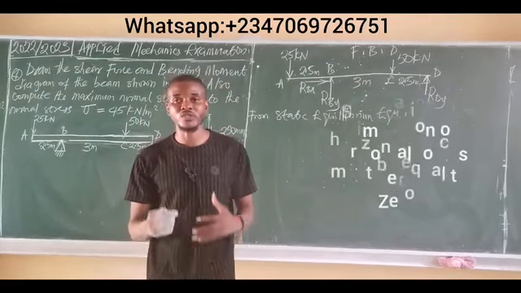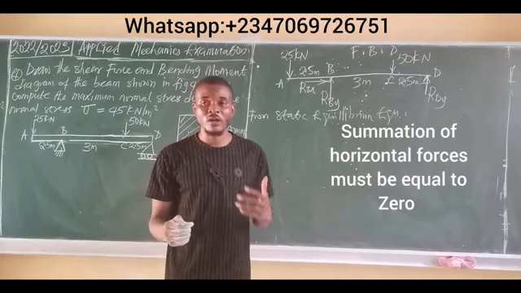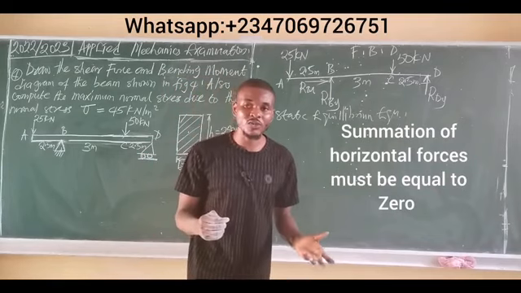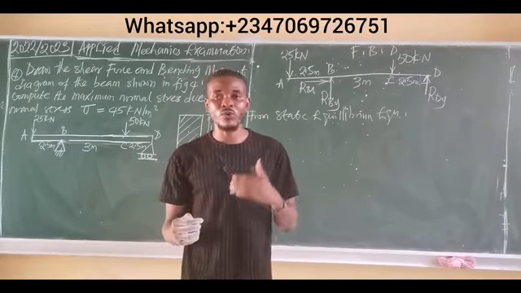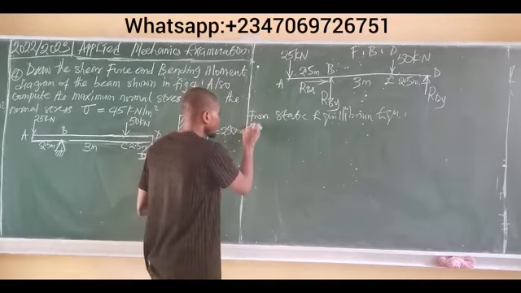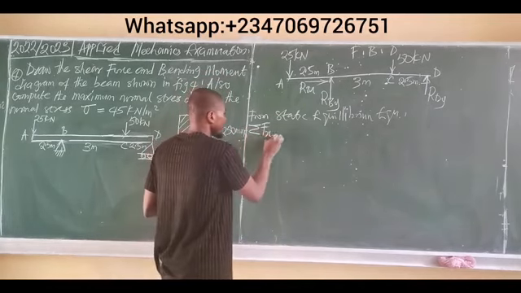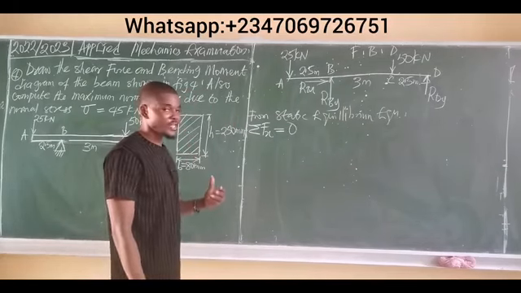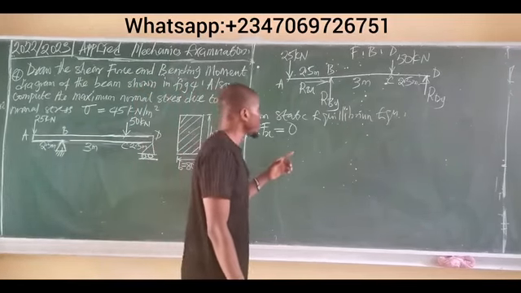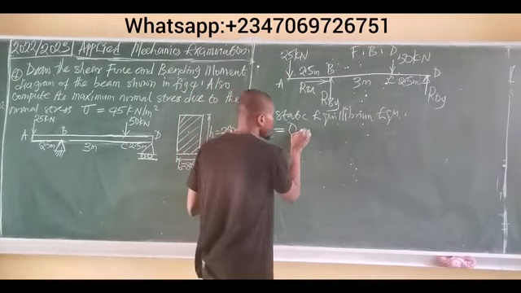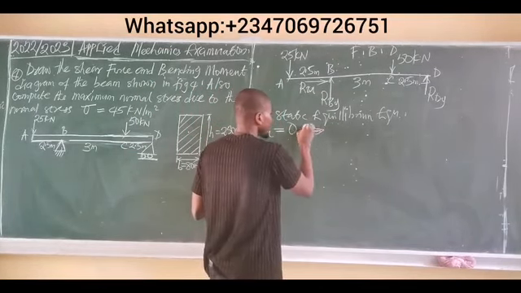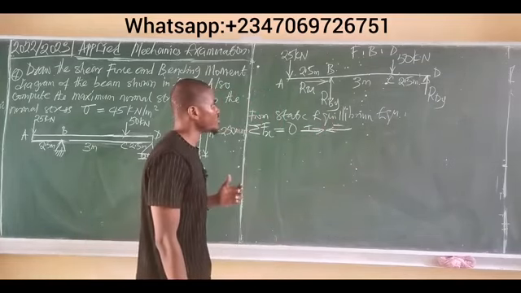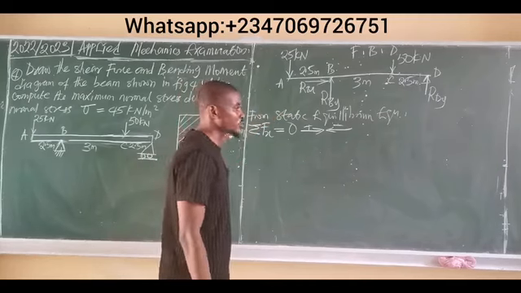The first is that the summation of the entire horizontal force acting on the beam must be equal to 0. That simply means summation F of x is equal to 0. Sum all the horizontal forces and equate them to 0. Now, if you look at this beam, also consider forces that point to the right to be positive and forces that point to the left horizontally to be negative. So if you look at the beam, I have RBX pointing to the right.